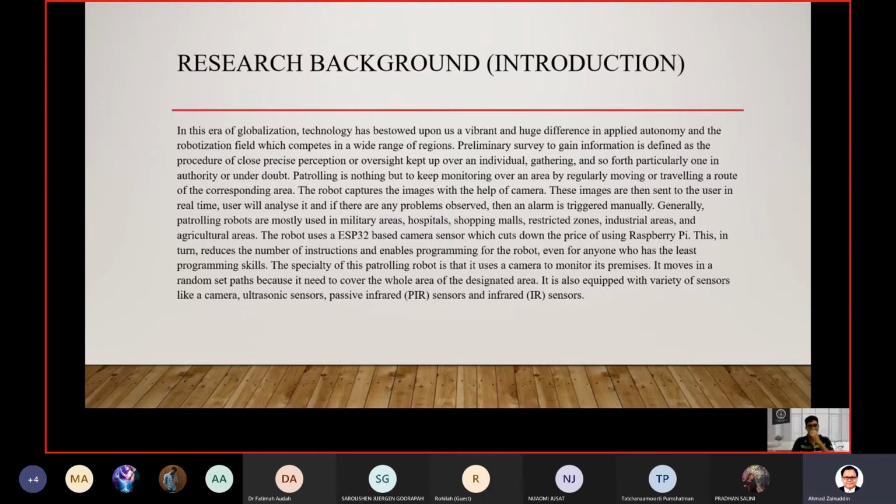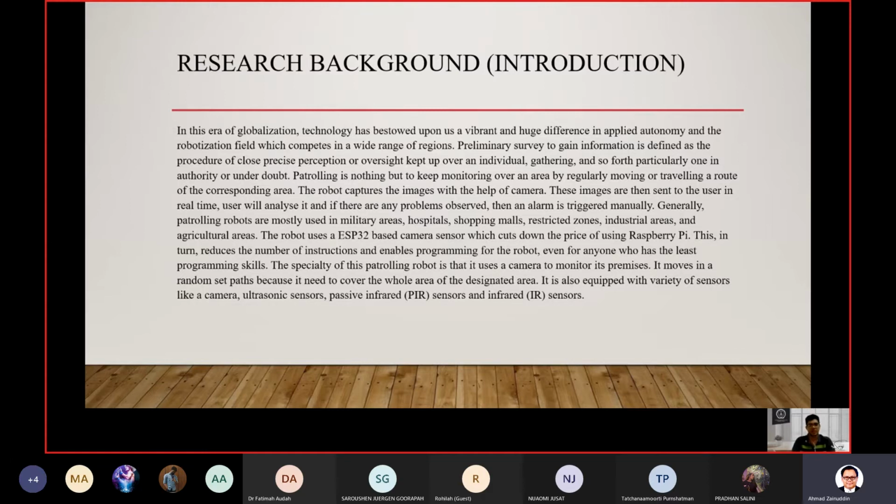So what the robot will be using is an ESP32-based camera sensor, which heavily cuts down the price of using Raspberry Pi. This in turn reduces the number of instructions and enables programming for the robot, even for anyone who has the least programming skills. The specialty of this patrolling robot is that it uses a camera to monitor its premises.